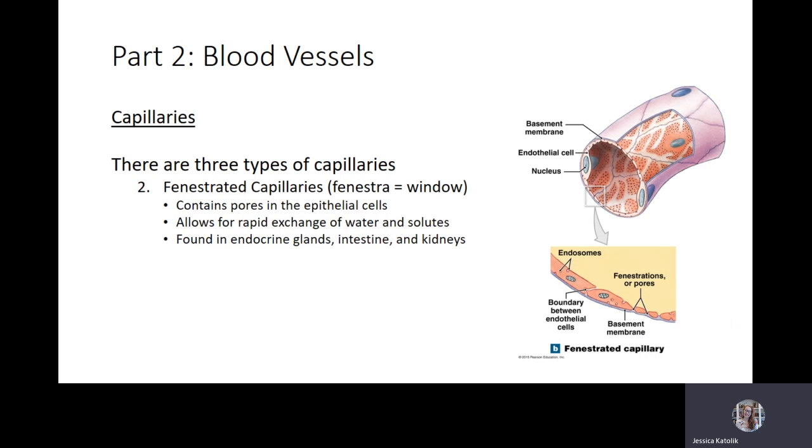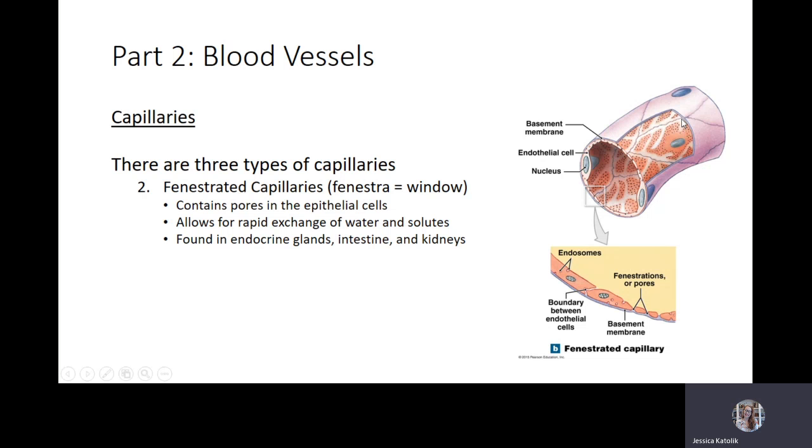Fenestra comes from French, meaning window. And so these capillaries are going to have windows within their cells. So if we look at the structure over here, we see here that the endothelial cells are going to have pores located within its structure, and more materials are going to be able to go through these fenestrations, go through these pores, and so it will increase the permeability of these capillaries. So more material will be able to go through. So anything that fits will go through.